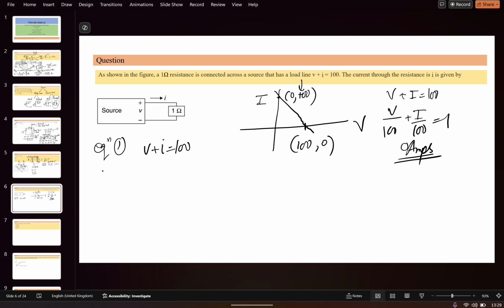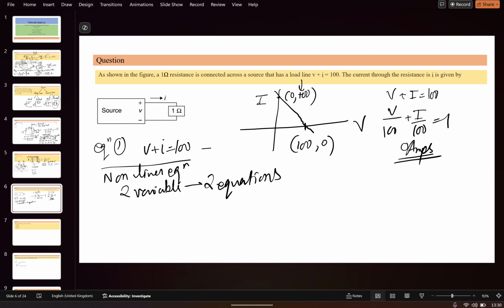And what I have told is, in nonlinear equations, if you see two variables, you need two equations. One equation you already have. For the second equation, if you see this circuit, this is the 1 ohm which is connected. So the voltage which appears across the 1 ohm is equal to I times 1 ohm. This is I.